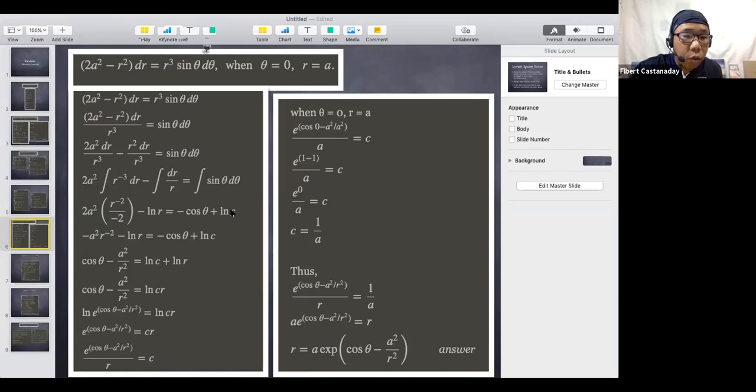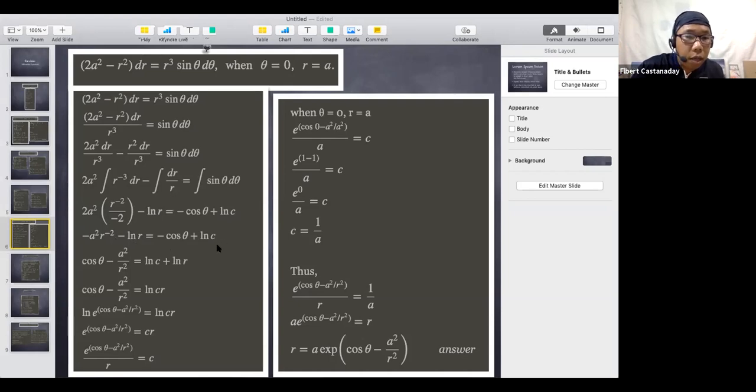It means that we are to remove the logarithmic function. We are to transform the solution into one having no logarithmic function in it. So we are going to rewrite it now. 2 divided by minus 2 is negative 1. So you have negative a squared r raised to minus 2 minus ln of r equals this equation.